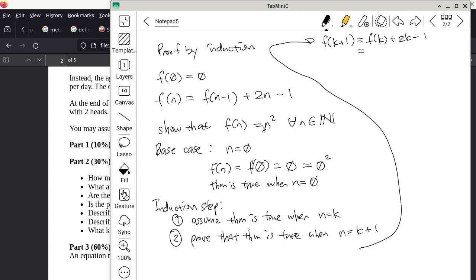Wouldn't it be 2k plus 1, not 2k minus 1? I think it's 2k minus 1. I think it's plus 1. I agree with that. Oh, okay, right. I think you guys are right.